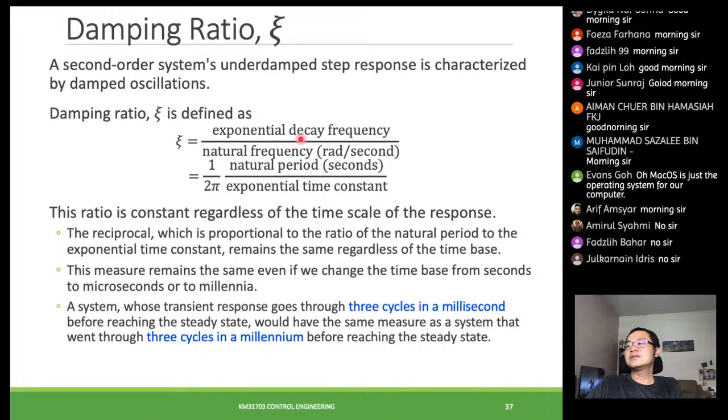This damping ratio has a characteristic that it remains constant regardless of the time scale. Whether you are talking about milliseconds or millennia, no matter how long it is, using the same damping ratio, the frequency would be the same. We would call this 3 cycles in a millennium or 3 cycles in a millisecond. They have the same damping ratio. We are referring to that, regardless of the time.